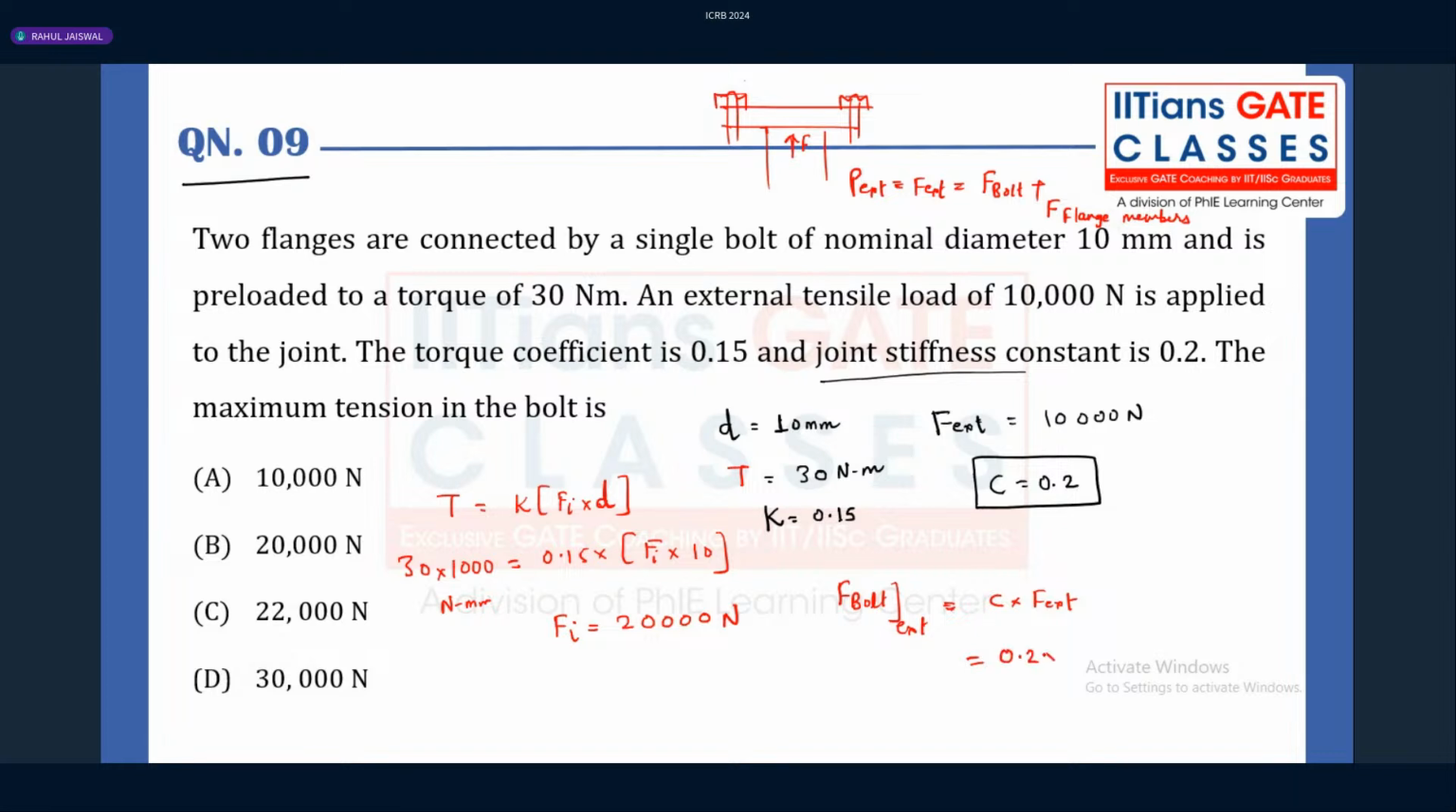C is what, guys? 0.2. F external is what, guys? So if you calculate, it is nothing but 2000 Newton. Now, if you try to find the total load on the bolt, total load on the bolt, Fi plus the external load on the bolt: 20,000 plus 2,000. So if you write down the values, it is 22,000 Newton.